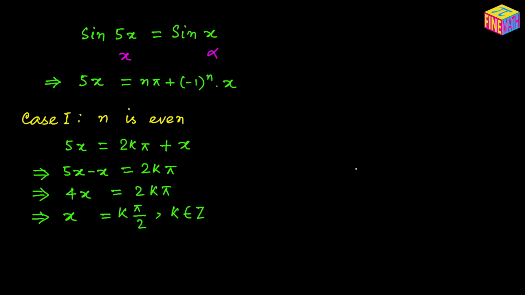And let's take the second case when n is an odd number. Now in this case, what can we say? We can say 5x is equal to some odd number, let's say (2k plus 1) times pi, some odd integral multiple of pi, plus negative 1 raised to the power an odd number, that will be negative 1 times x, so that would be negative x.